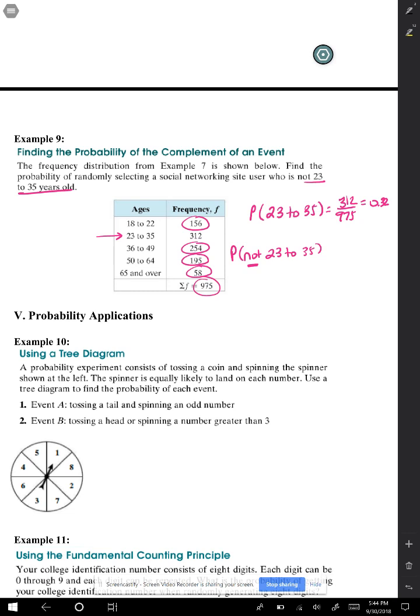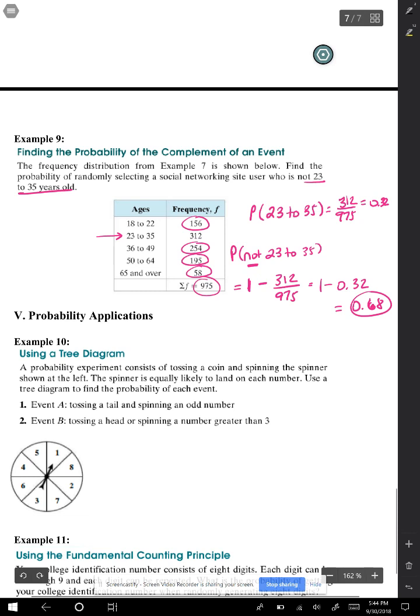And we know that if we chose all of those, the total probability would be 1. So if you want to get the complement of that age range, or those that are not in that age range, it would just simply be 1 minus those who are in the age range. So 1 minus 312 over 975, which would be 1 minus 0.32, and that would be 0.68. So 68% of those selected were not in the age range 23 to 35.